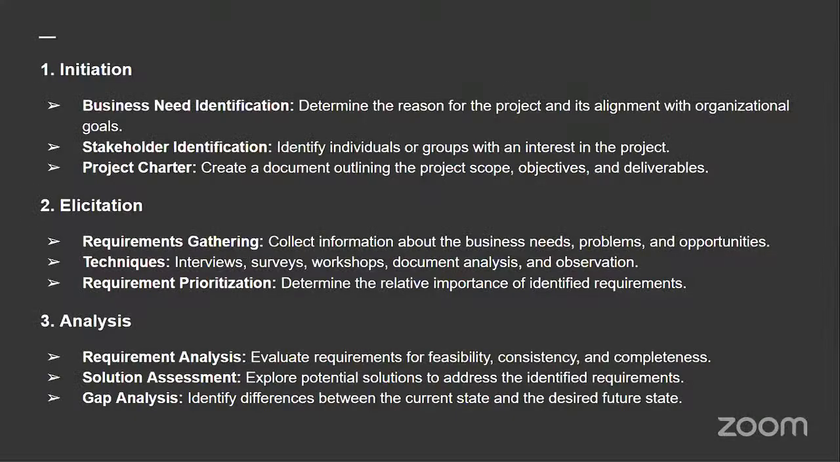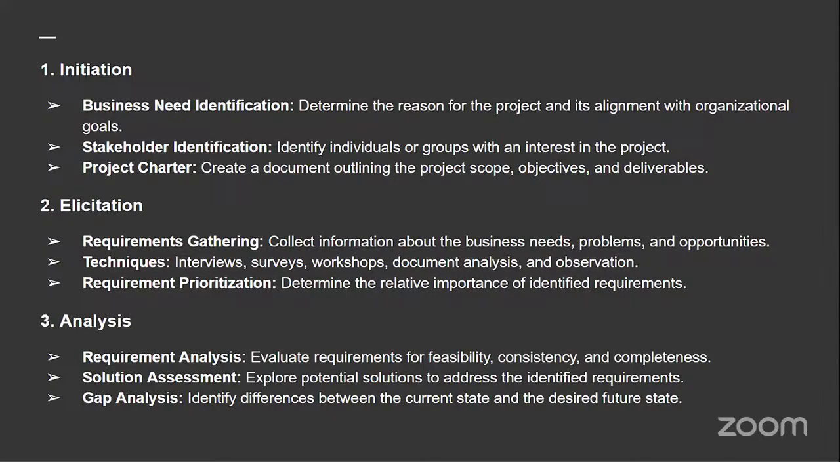Determine the reason for the project and its alignment with organization goals. It also identifies stakeholders by identifying individuals or groups with an interest in a particular project. It also talks about the project charter, that is creating a document outlining the project scope, objectives, and deliverables involved in a specific project. So all these are under project initiation.